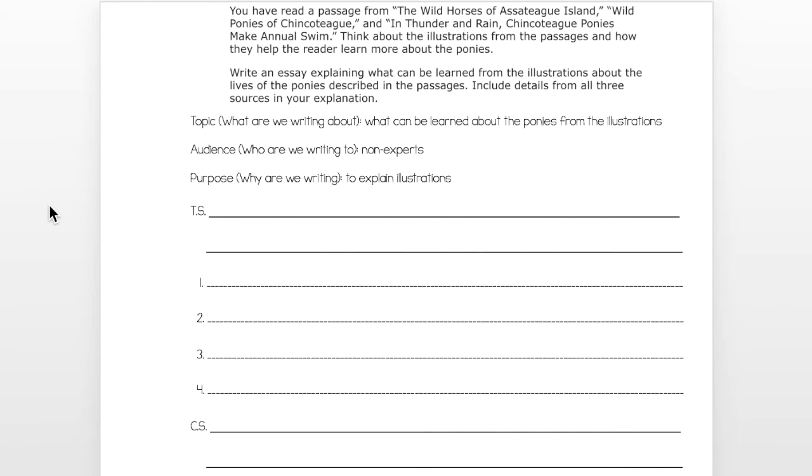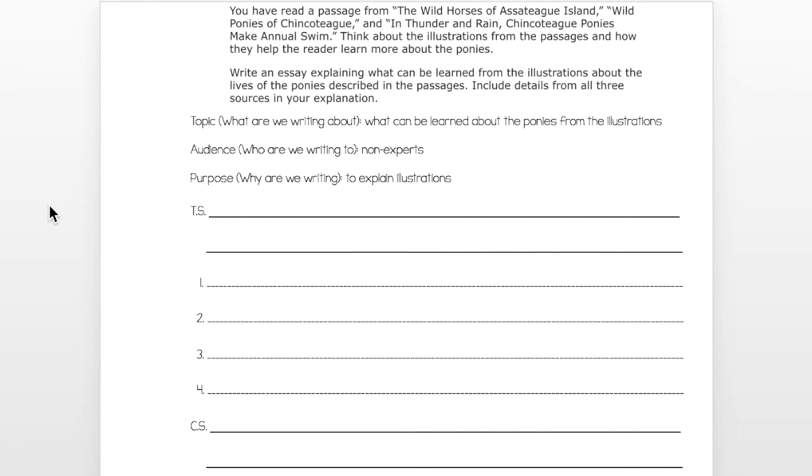On your scratch paper, go ahead and set up a 1-paragraph quick outline. If you would like to write a 2-paragraph response, head over to Mr. Freeman's lesson 10 for guidance on that. So let's think about the different parts of our quick outline and what we need to be sure of for each part. First, we have our TS. We know that our TS, or our topic sentence, must address our topic. What can be learned about the ponies from the illustrations?